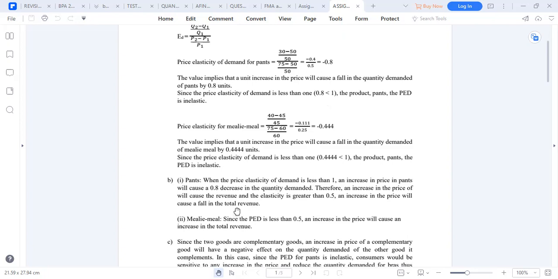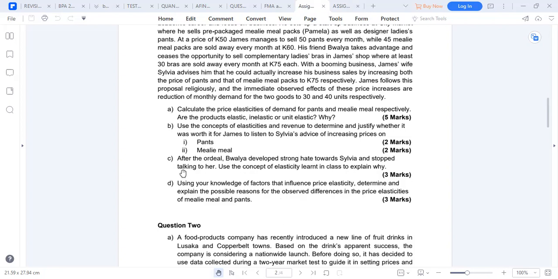So verify this or qualify it in the context of what? It being a necessity and it being another good. Then the last question is asking us to say, after the ordeal, while I developed a strong hatred for Sylvia and stopped talking to her, use the concept of elasticity you learned in class and explain why. So was Walia supposed to hate James in a way?